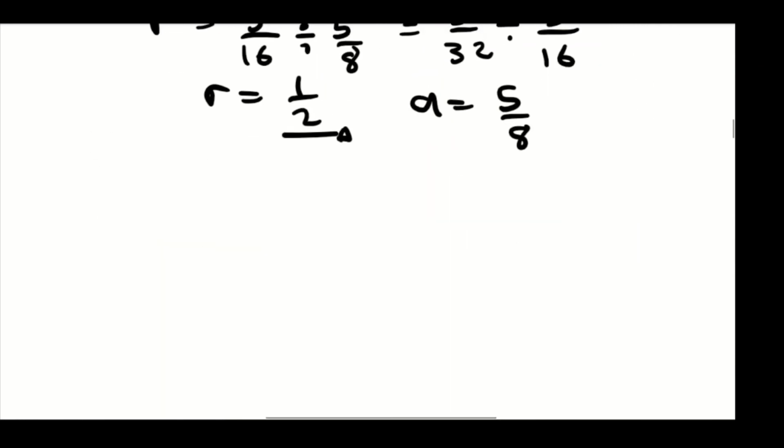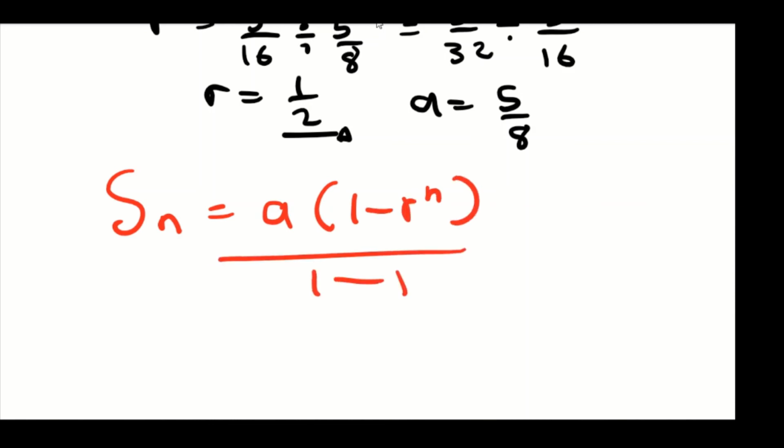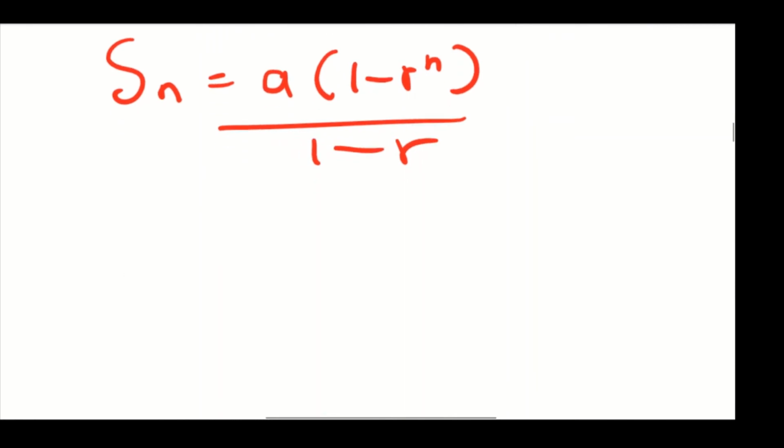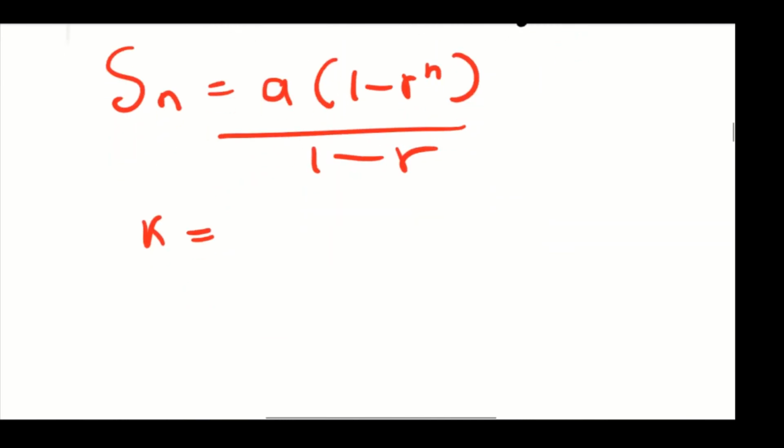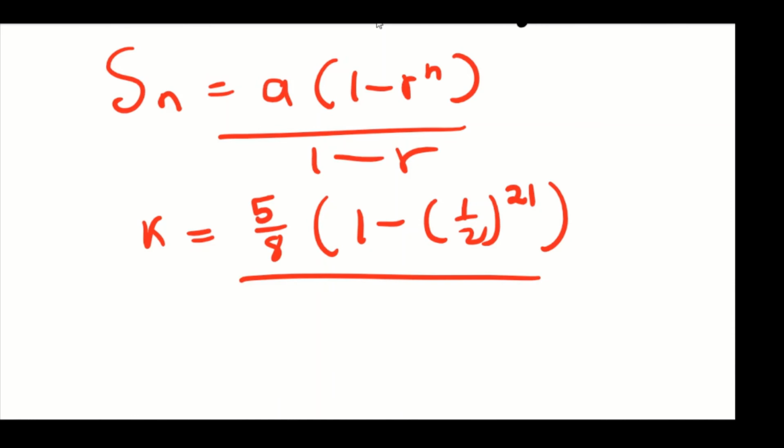So the geometric series equation of the sum is Sn equals a into 1 minus r to the power n, divided by 1 minus r, right? And Sn is equal to k, equal to a, which is our first term, 5 over 8. So we're just going to write 5 over 8 into 1 minus our r, which is 1 over 2, to the power of 21 terms, right? And then divide by 1 minus 1 over 2.